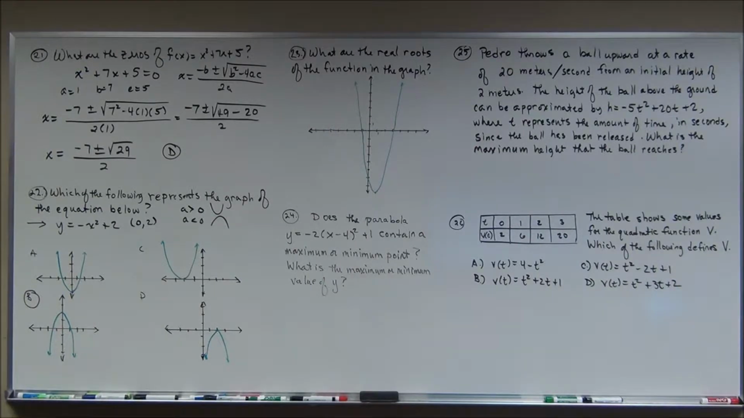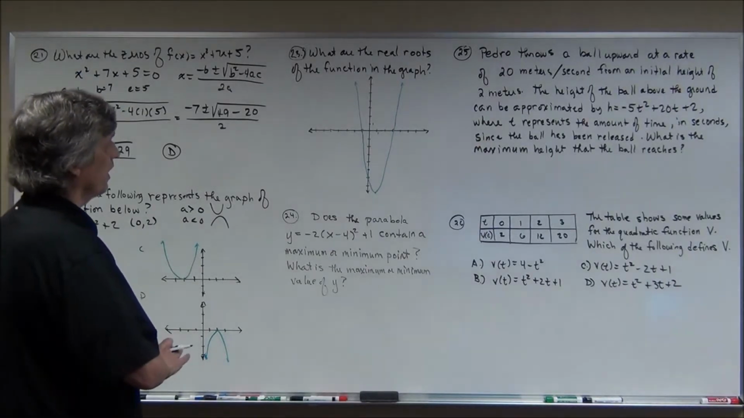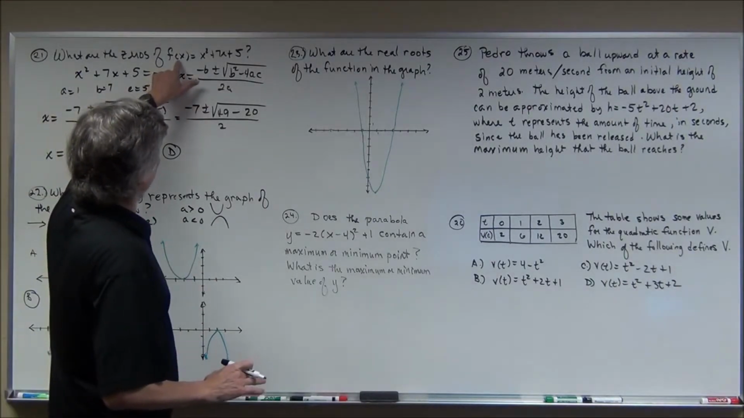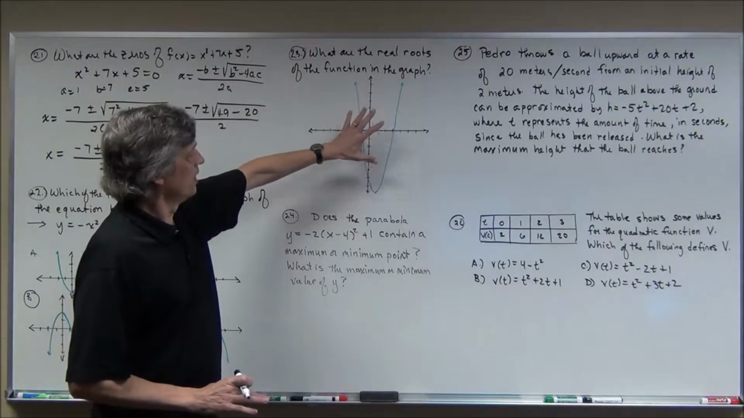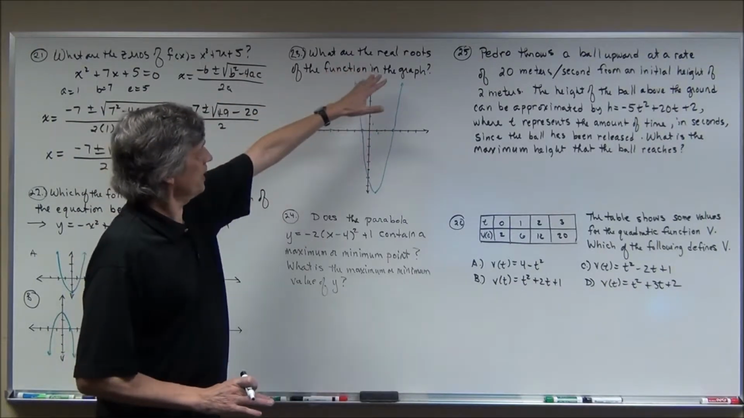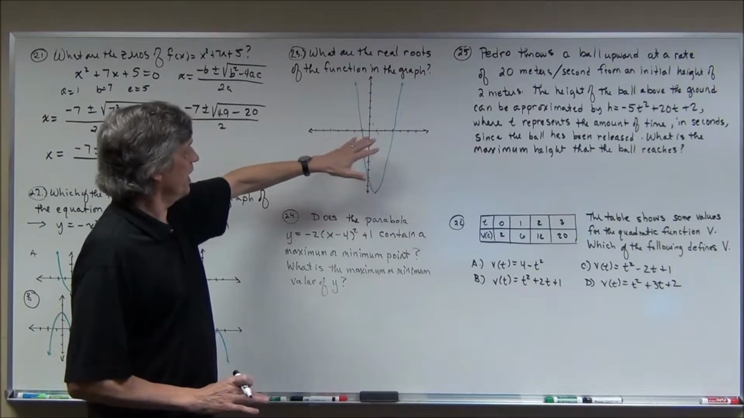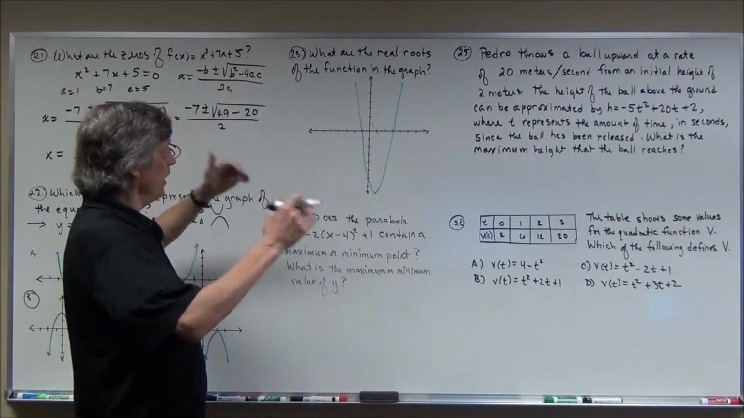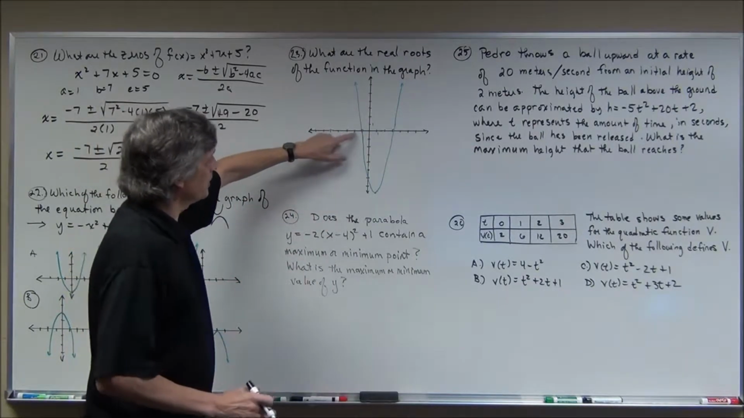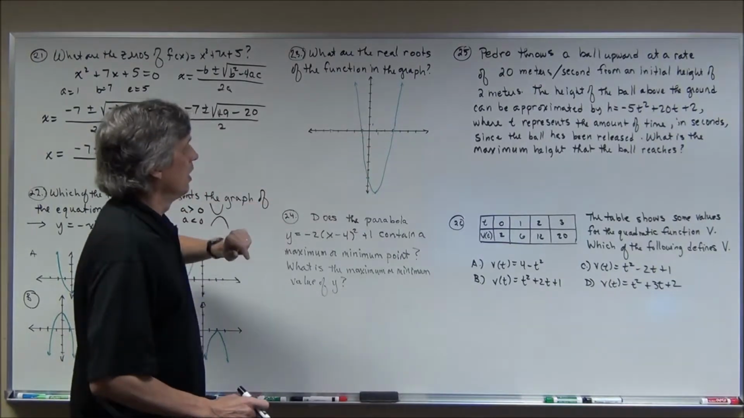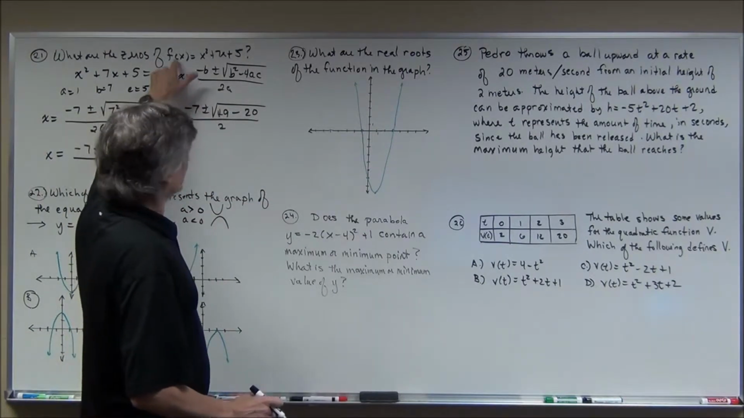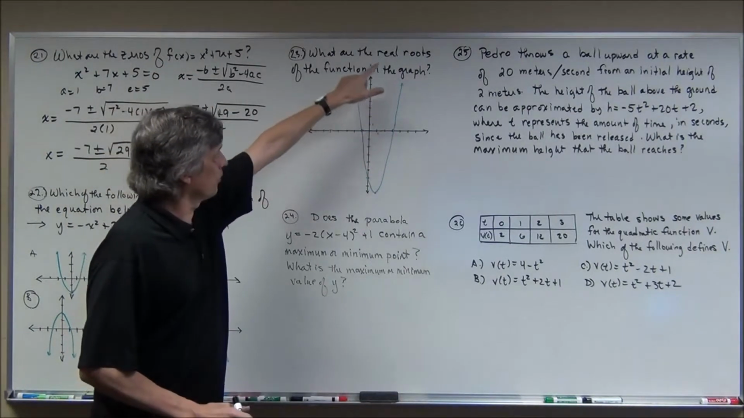Now, if I go to problem number 23, it says, what are the real zeros of the function of the graph? Now, this kind of function would have this kind of graph. But when it's talking about the real zeros using the graph, what they're saying is, when does it equal 0? Well, it equals 0 on the x-axis. When does f of x, when does the function equal 0? Those are going to be my roots.